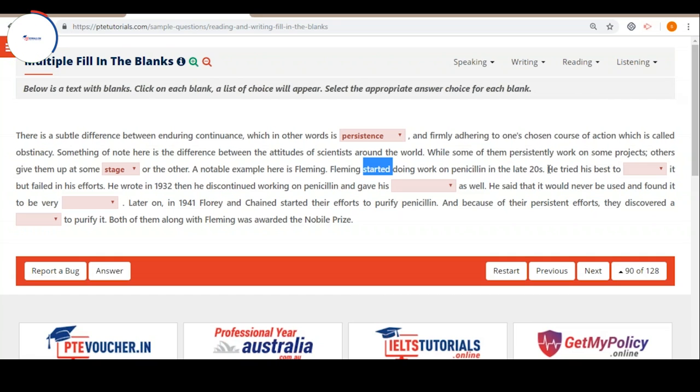See here what is written. He discontinued working on it means, and he gave his dash as well. He gave his reasons for this discontinuation. He said that it would never be used and found it to be very dash, to be very undesirable, unreliable, unstable. Here we are talking about penicillin.